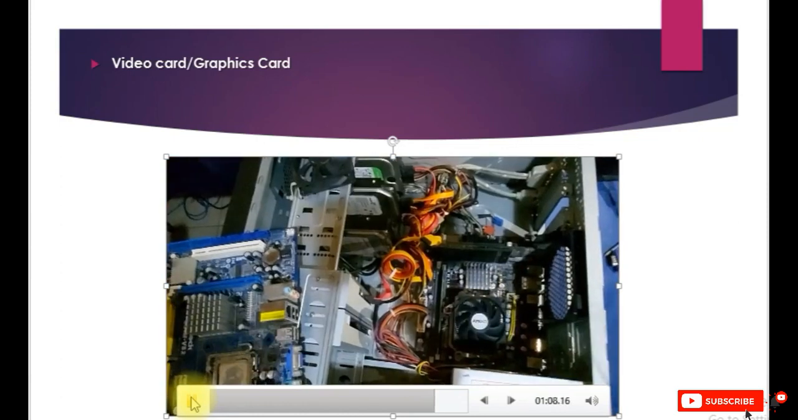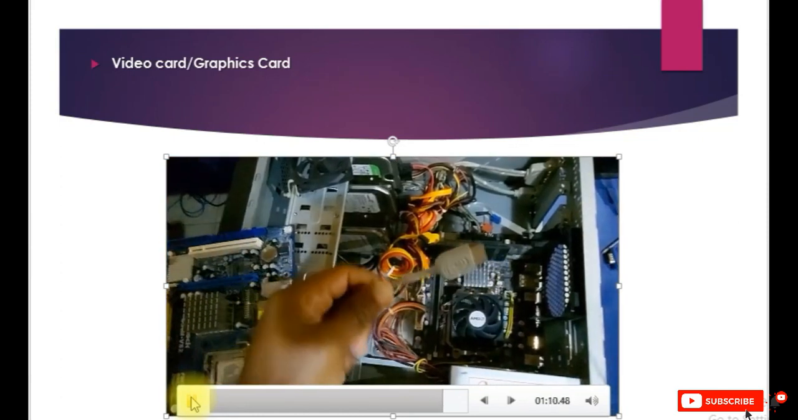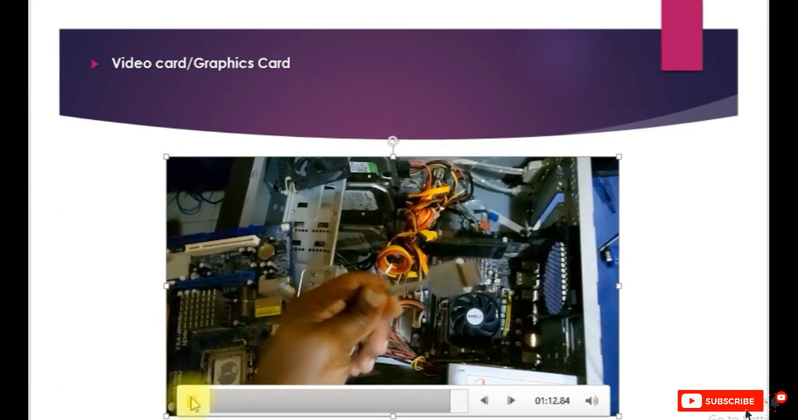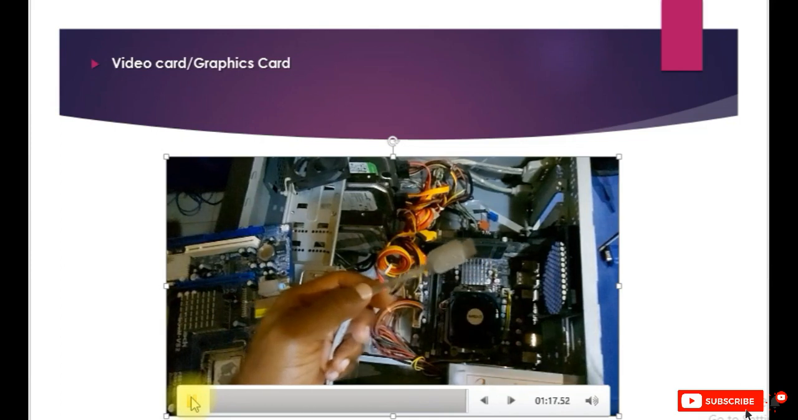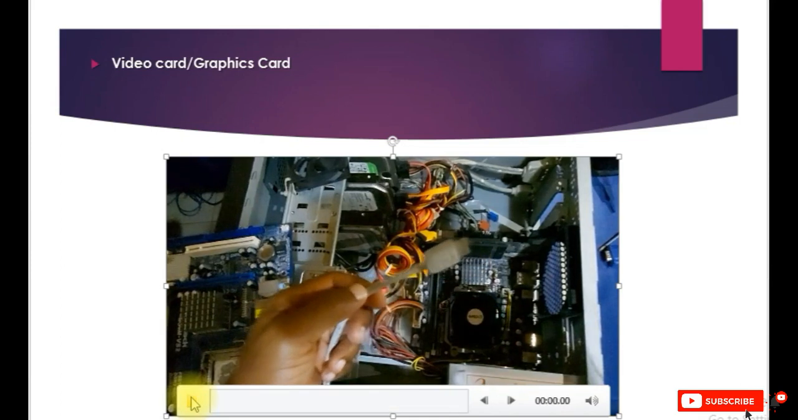Additionally, newer displays will actually use this connection here, which is an HDMI cable. So that is essentially what a graphics card is. It is that component in a computer system that processes the graphics data and produces it on a display.